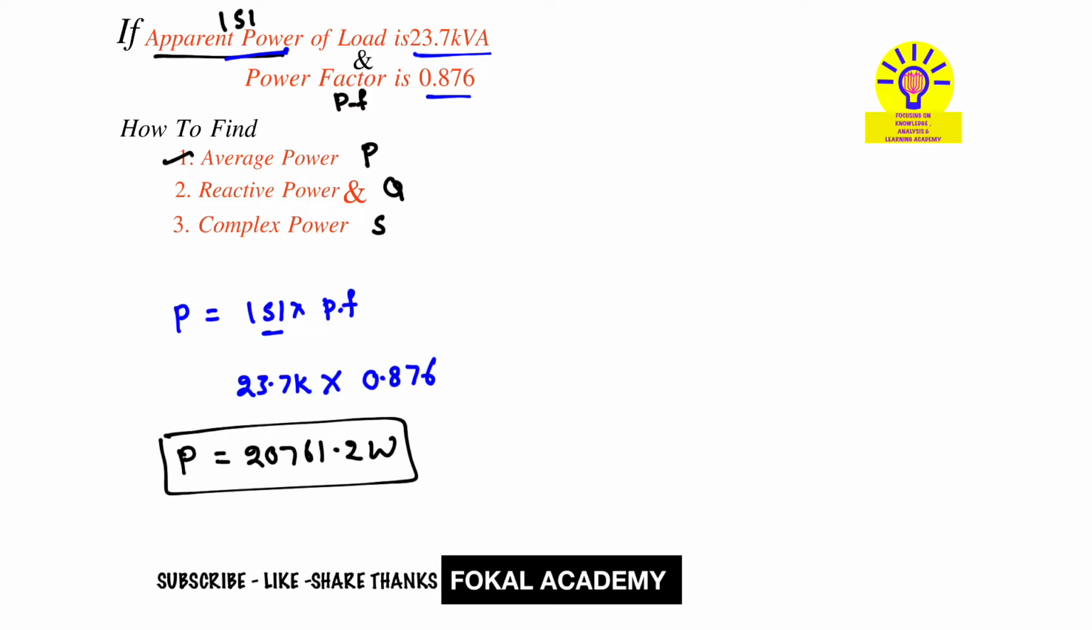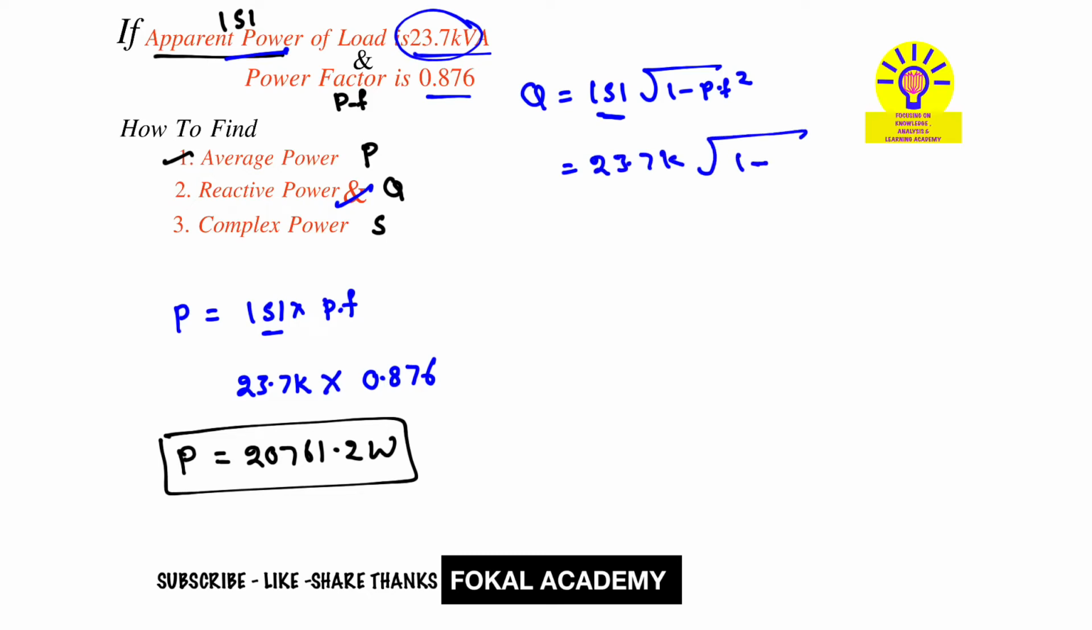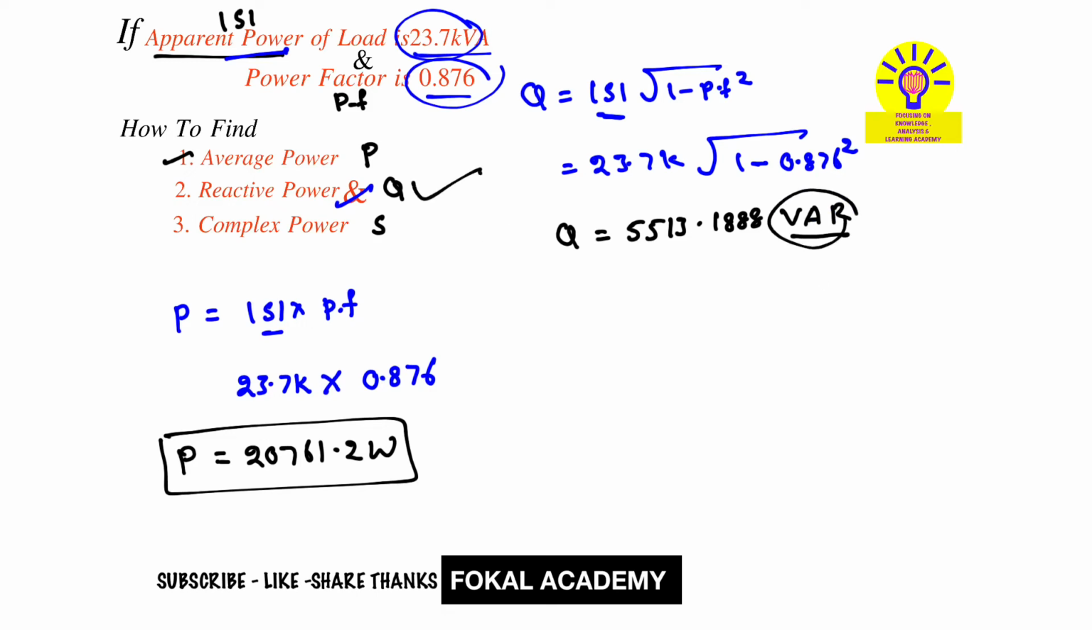Now I am going to find the reactive power, that is Q equals apparent power into root of 1 minus power factor square. Here apparent power is given as 23.7 kilo volt ampere into root of 1 minus 0.876 square. By simplifying this, we will get reactive power Q equal to 5513.1888 var. Here var is the volt ampere reactive. This is the unit for reactive power.